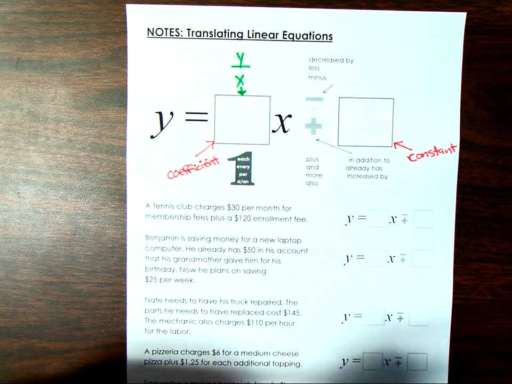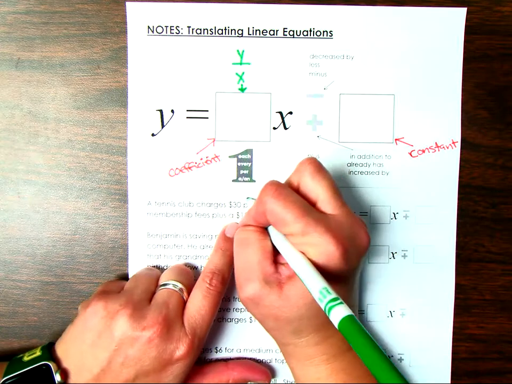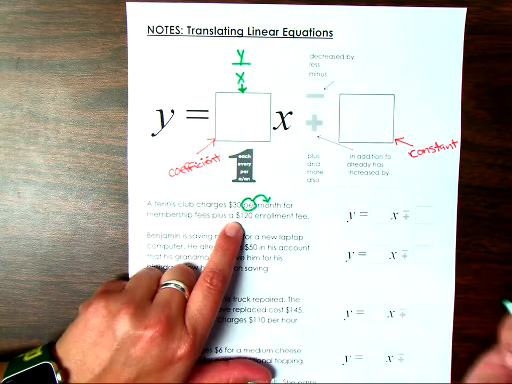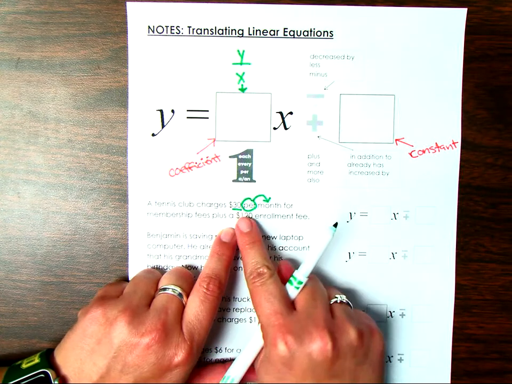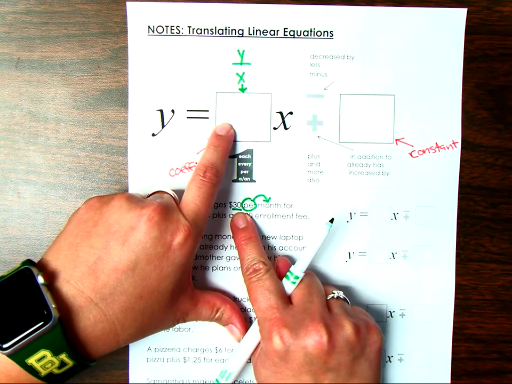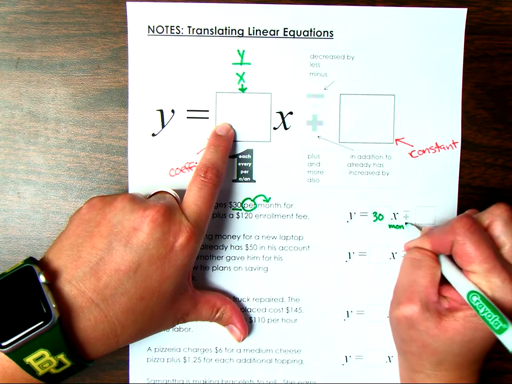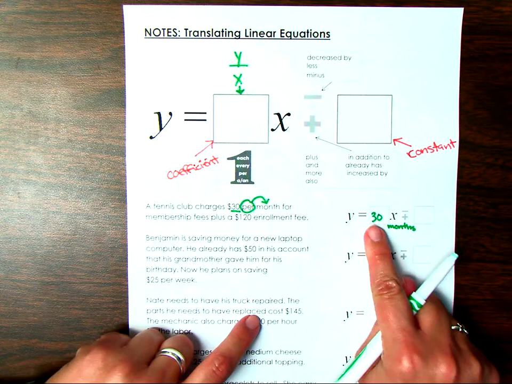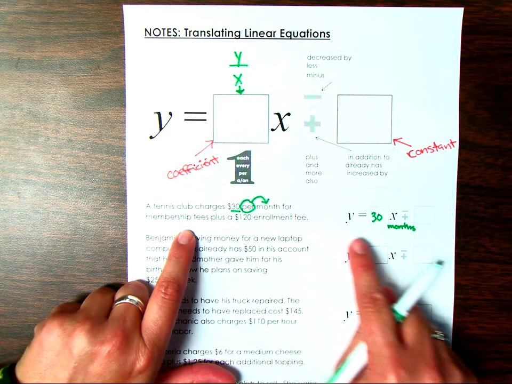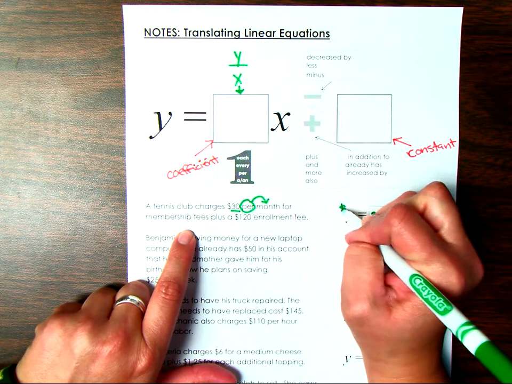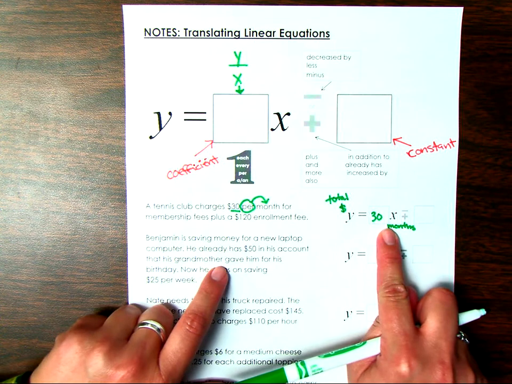So it says a tennis club charges $30 per month. As soon as I see per month and the number right in front, each, every, per, a, and, that 30 is going to go right there in front of my x. That means that the x is my months. Okay, so $30 times the months is going to give you how much you're paying total. So this would be my total dollars. The total money you spend depends on how many months go by.